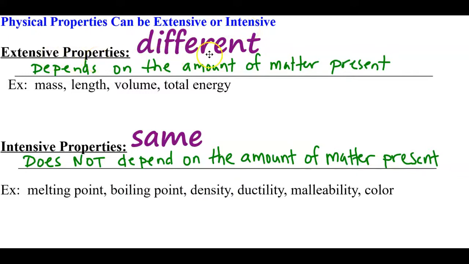So extensive means it's going to depend on the amount of matter that's present, and it's going to become different if you change the amount of matter, such as mass, length, volume, or total energy. An intensive property does not depend on the amount of matter present, so if you change the amount of matter, this property would remain the same, such as melting point, boiling point, density, ductility, malleability, and color.